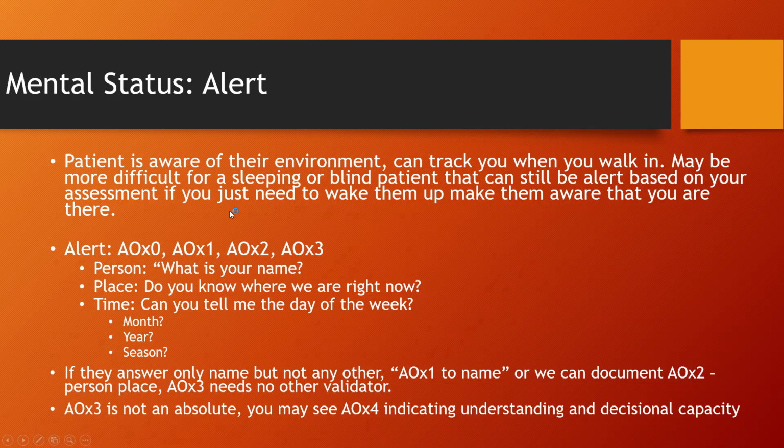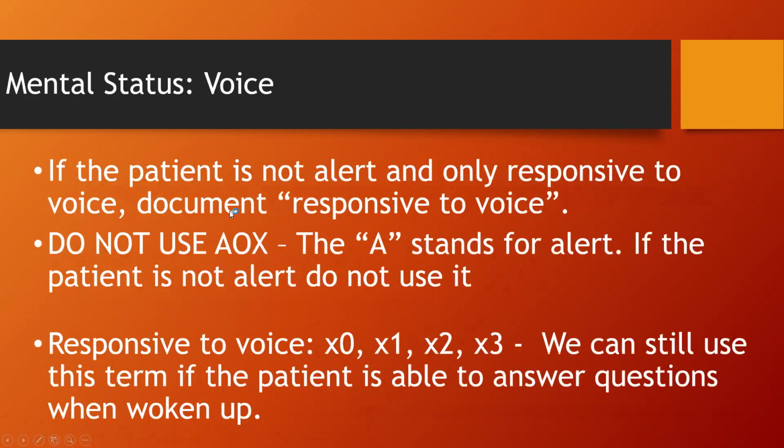Now, if the patient is not fully alert, we can document the patient is responsive to voice, meaning they are not able to recognize their environment. We walk into the room, they don't say anything, they don't recognize us, and maybe we have to shout at them or speak to them until they actually respond. In this case, we use the term responsive to voice. We do not use the term A&O anything. I see very commonly people use responsive to voice, A&O times 1. That means that they're alert. If you use the term A, it means the patient is alert. Don't use the term A&O anything if the patient is not alert.